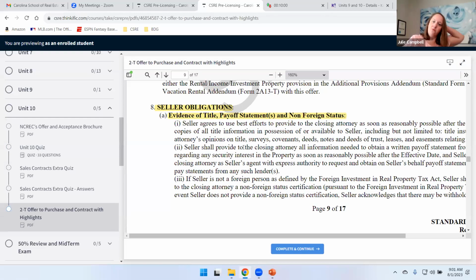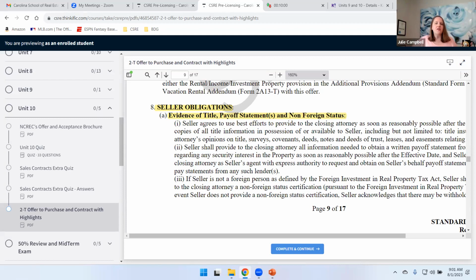So we're in the online learning system. Under Unit 10, we have the standard offer to purchase and contract with the highlights. So the highlights in this, you'll remember, because it's in the syllabus. The commission says if it's in the syllabus, it's a candidate for a test question. So I went through the syllabus, I went through the offer to purchase and contract. And guys, one thing I noticed was that every single provision of the contract was highlighted, was in the syllabus.